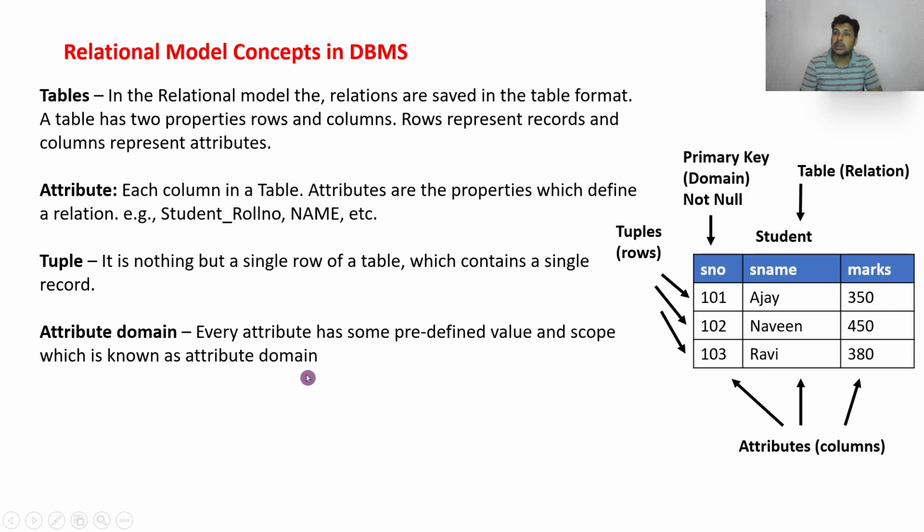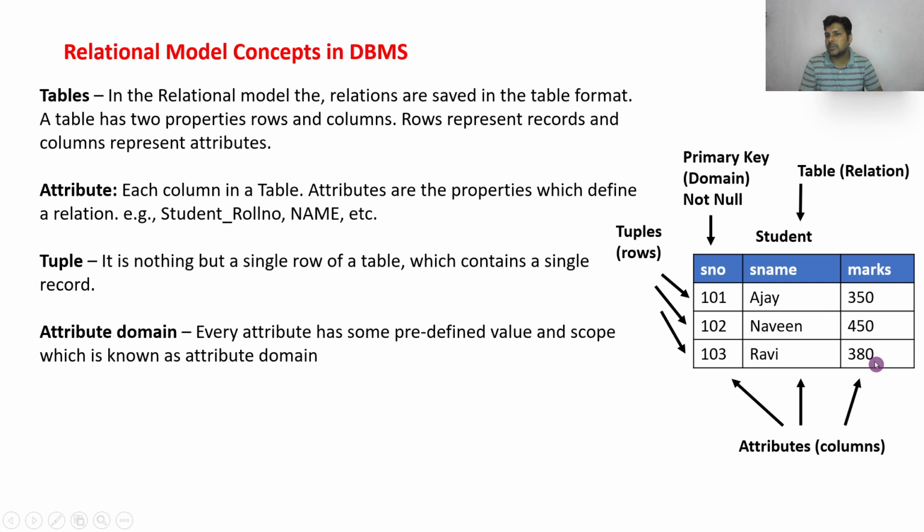Now the attribute domain. Every attribute has predefined values and scope, which is known as the attribute domain. For example, here I have defined serial number as a number, so you cannot give a character. If I mention primary key, then you cannot leave a value empty. For example, I write 101, and here I am trying to leave the value empty. The domain will not accept it.